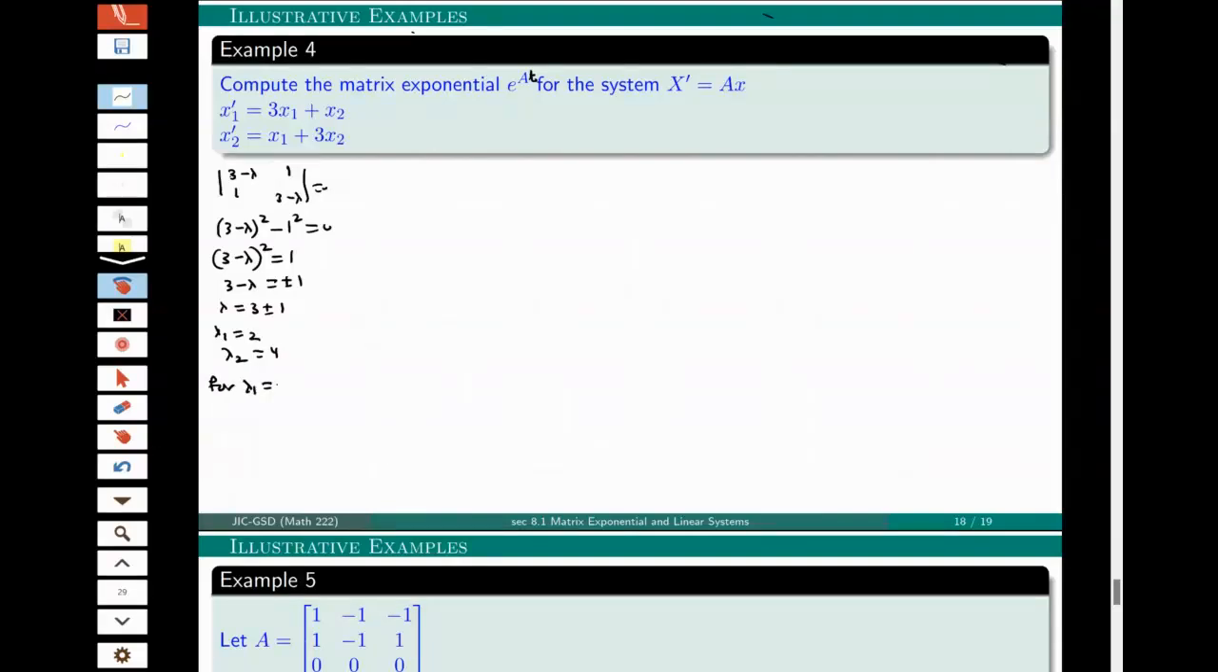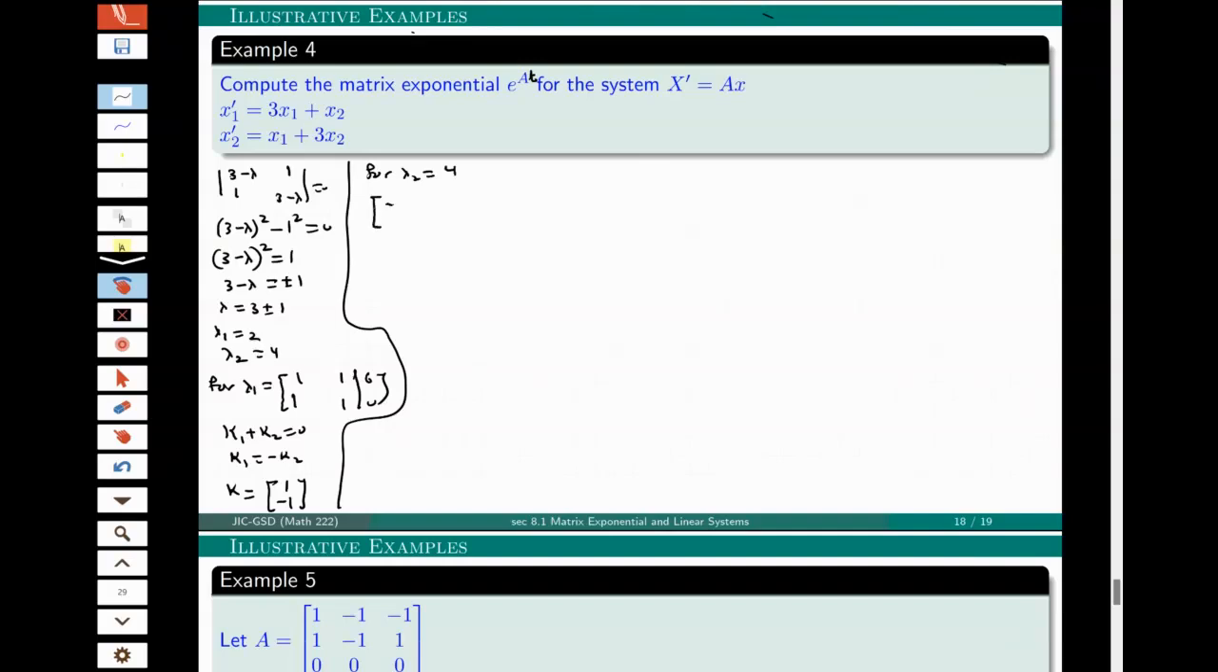Now for lambda 1, when we substitute 2 you will get 1, 1 and 1, 1. So we have actually one equation which is k1 plus k2 is equal to 0. So k1 is negative k2. So our eigenvector will be minus 1, 1. That's an easy one.